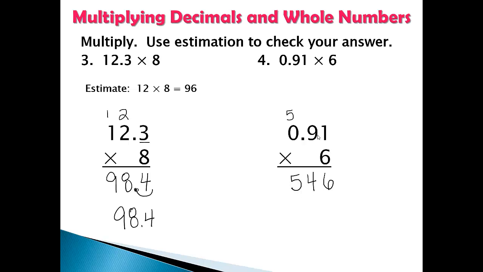Now we need to look at the digits that we have and figure out how many digits we have after our decimal. So for 0 91/100, or just 91/100, we have 2 digits after the decimal.